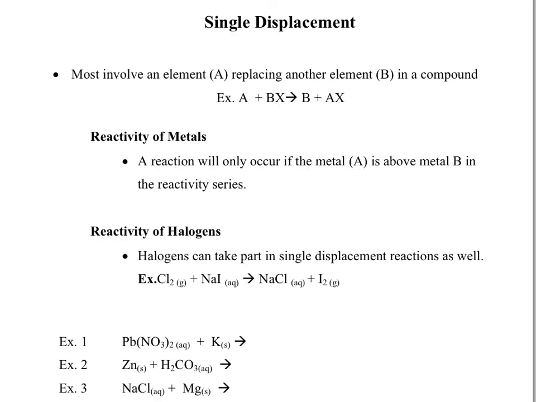Halogens can take part in single displacement reactions as well as metals. Here's an example where you have an ionic compound, sodium iodide, and chlorine gas, a halogen that's by itself. Using the activity series for halogens, chlorine is actually higher or more reactive than iodine. Therefore, it can steal its partner. The chlorine becomes sodium chloride and iodine gets kicked out on its own. Let's try some examples.